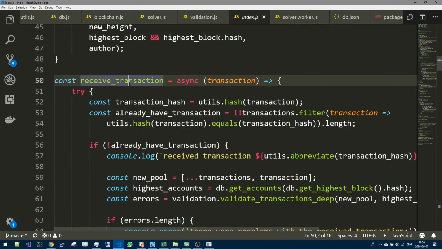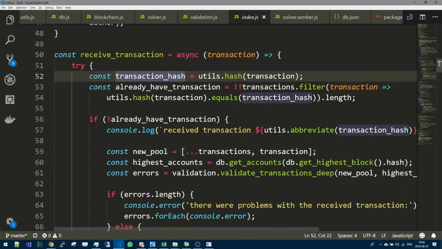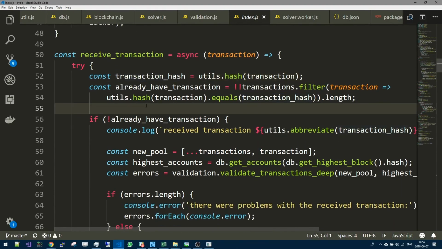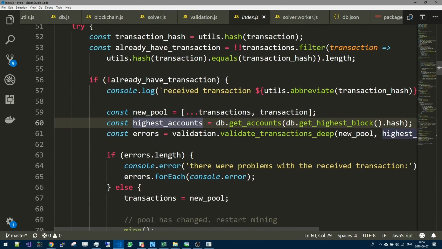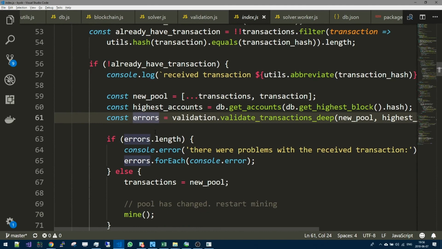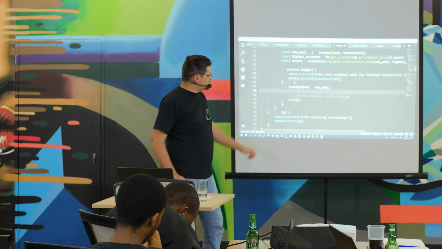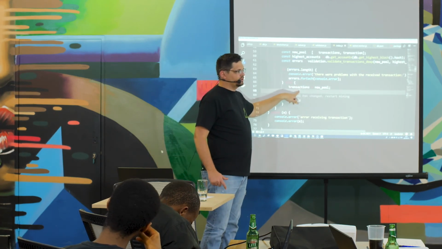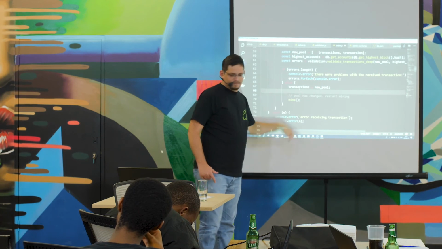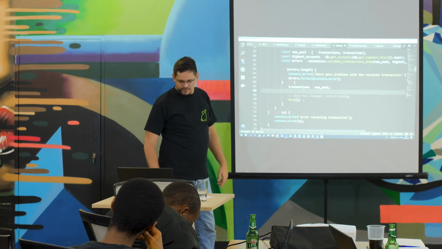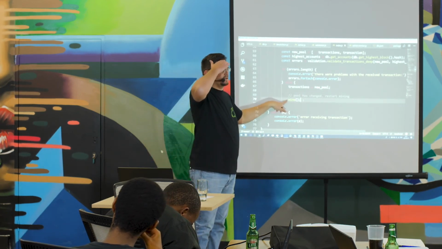First one is a transaction: receive transaction. When it receives a transaction, the first thing it checks is, do I already have the transaction? If I don't, it adds it to the pool. Then it does a whole bunch of checks. If there are any errors, it says there was a problem with the received transaction, logs it to the console, and ignores it. Otherwise, we've got a new pool of transactions. And when we've got a new pool of transactions, it calls the mine method again.